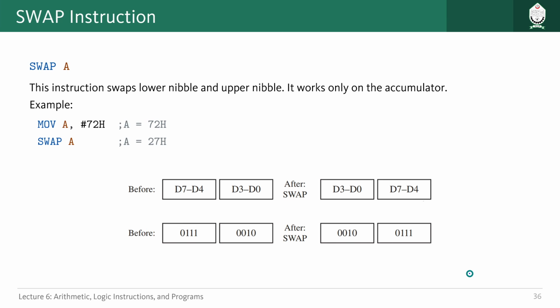Okay, next we have the SWAP instruction. This basically swaps the two nibbles in a register. Like you can see here, the upper nibble goes to the lower nibble and the lower nibble goes to the upper nibble, and it only works with the accumulator. Like here you can see, if I use SWAP, 72H becomes 27H.